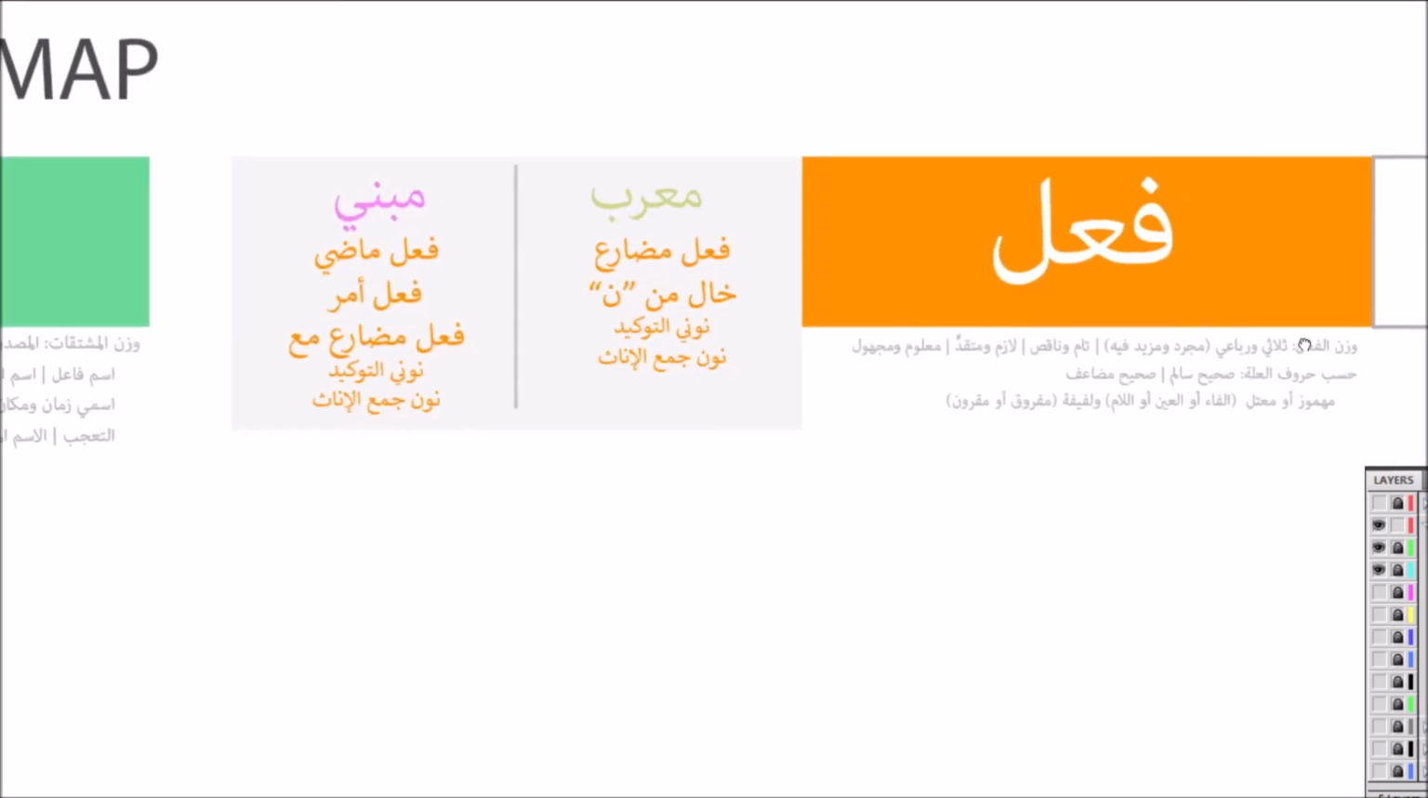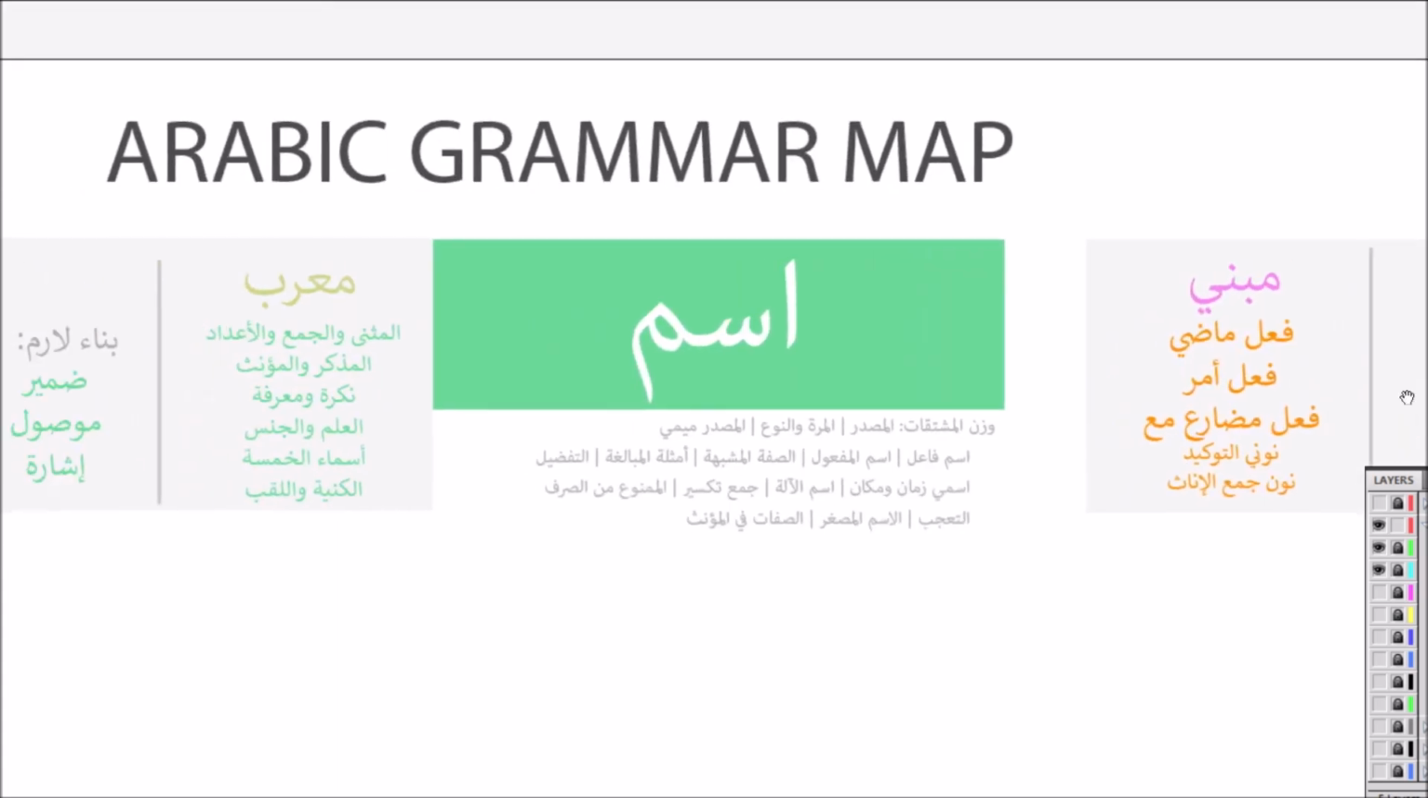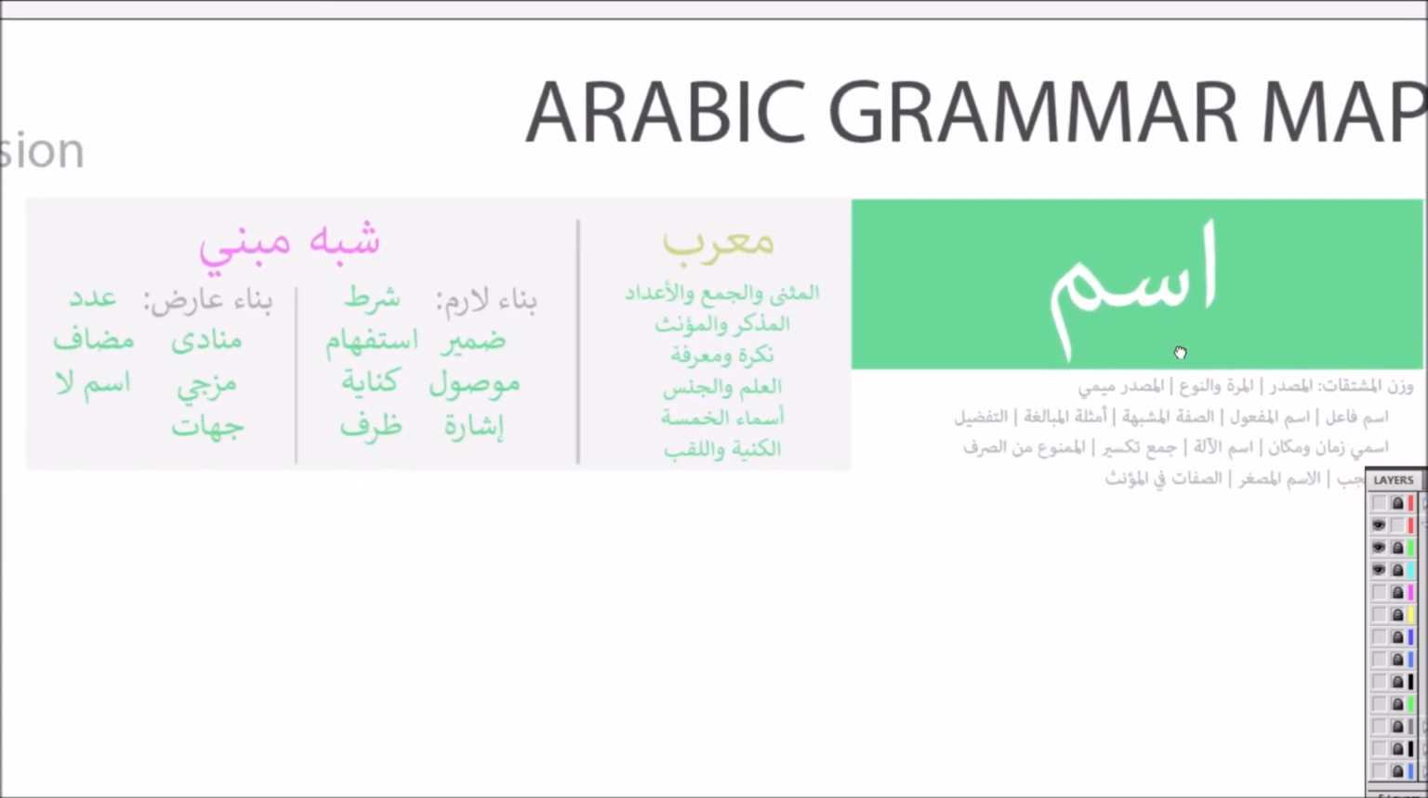Okay, so first of all, we have the verb. So the verb consists of the mu'rab and the mabni. So the mu'rab, which changes according to grammar. And then you have the types of verbs which change and the types of verbs mabni which don't change. And of course, verbs can be broken into categories such as according to how many letters they have or if they have weak letters. Okay, then we have the ism, the noun.